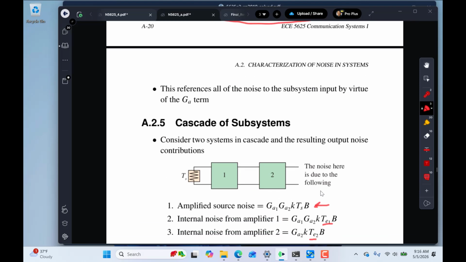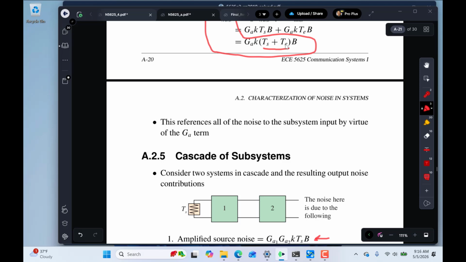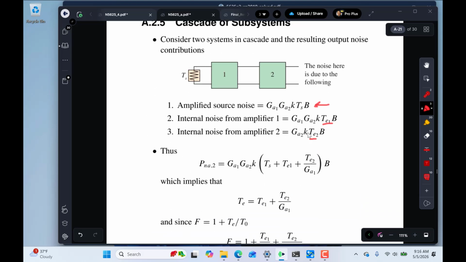So we're going up to this equation, but now I'm going to expand it out because we're trying to look at the individual blocks in the cascade. So this is a cascade, and this is the noise power at the output from the input. Everything's in here, though. TS, you're given that. That's the source. TE1 is what?